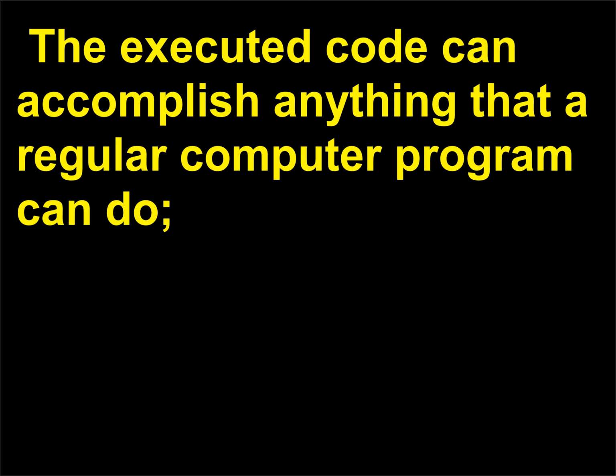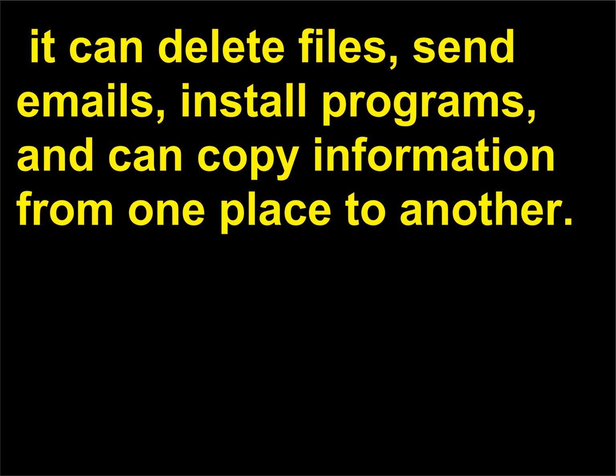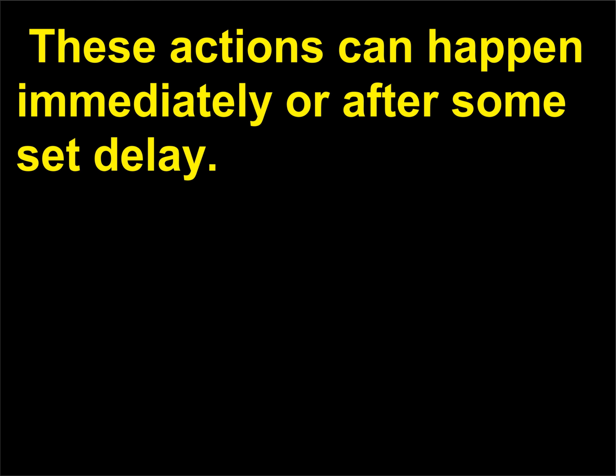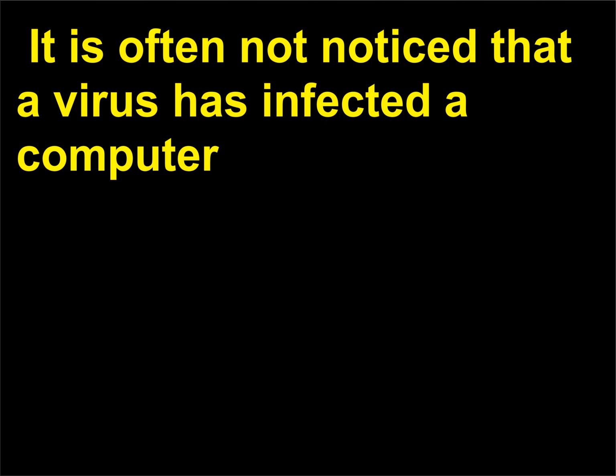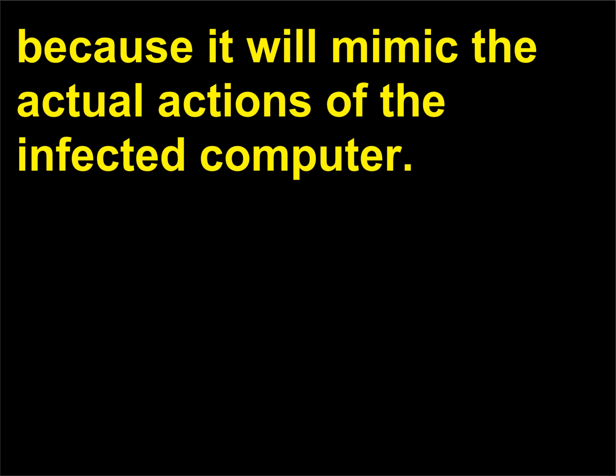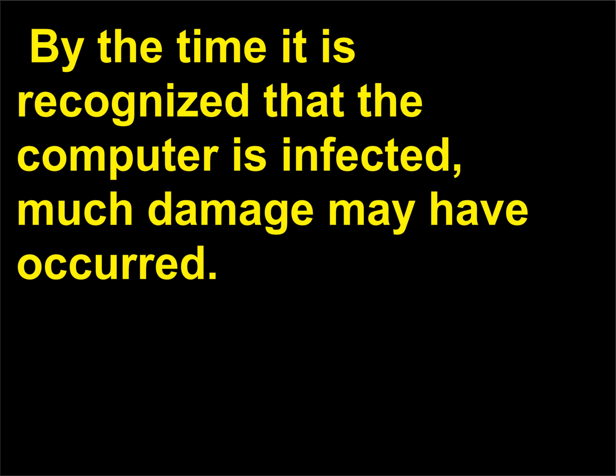The executed code can accomplish anything that a regular computer program can do. It can delete files, send emails, install programs, and copy information from one place to another. These actions can happen immediately or after some set delay. It is often not noticed that a virus has infected a computer, because it will mimic the actual actions of the infected computer. By the time it is recognized that the computer is infected, much damage may have occurred.